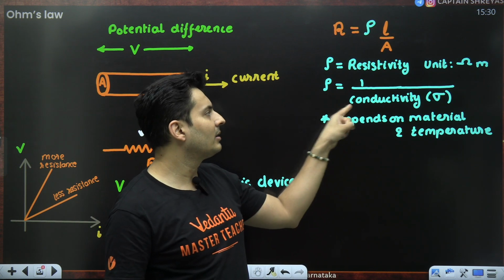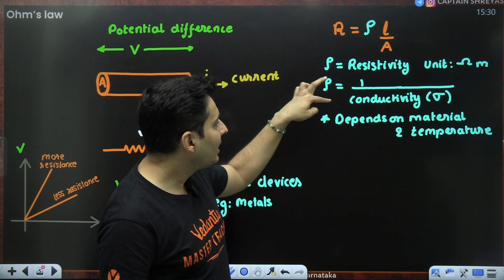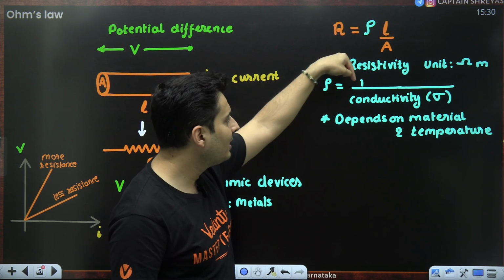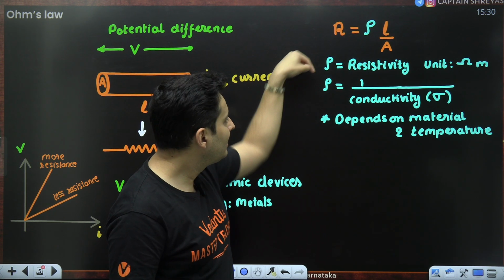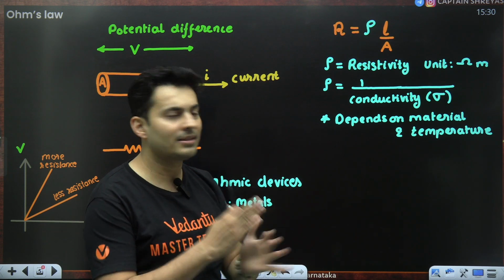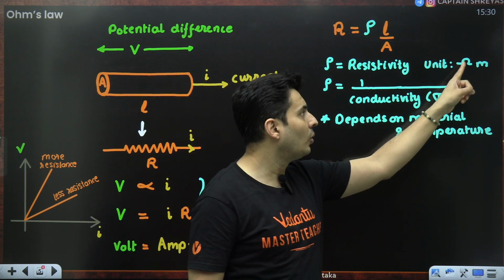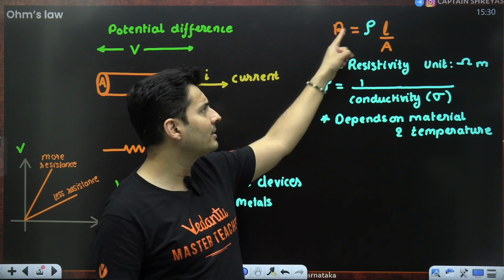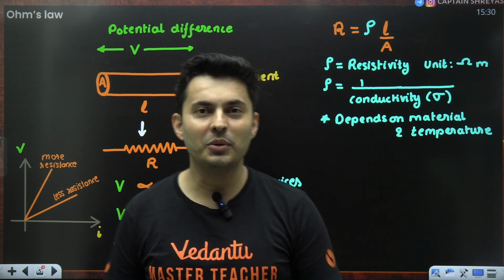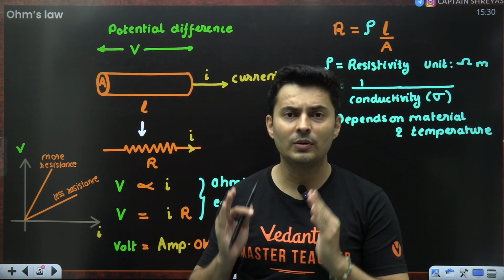In fact, there is a term called conductivity whose symbol is sigma, which is exactly the reciprocal of resistivity. More resistivity, less conductivity. Less resistivity, more conductivity. They are exactly inversely related to each other. The unit of resistivity is ohm into meter. You can get it very easily by shifting the units, which you would have studied back in 11th grade, in the units and dimensions chapter. I hope this point is absolutely clear.